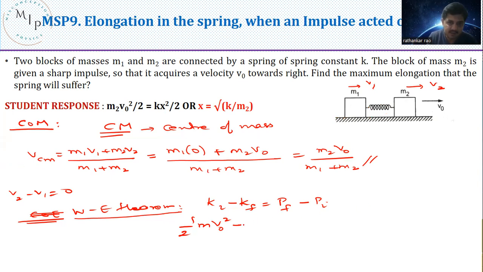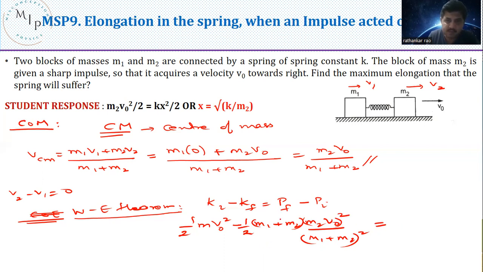So therefore, this should now be equal to half into... Now you can ask me, if that is the case, which block should I consider? Final kinetic energy is because of both the blocks. So I will write this as half into (m1 plus m2) into VCM squared, where VCM is m2 into v naught divided by m1 plus m2, the whole square. Okay, I have done like this.